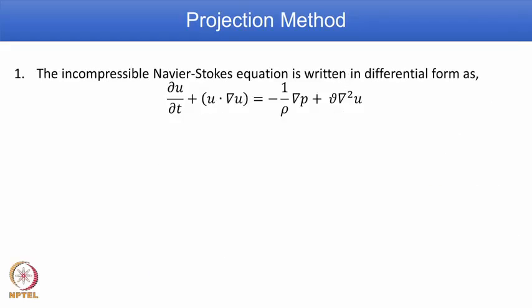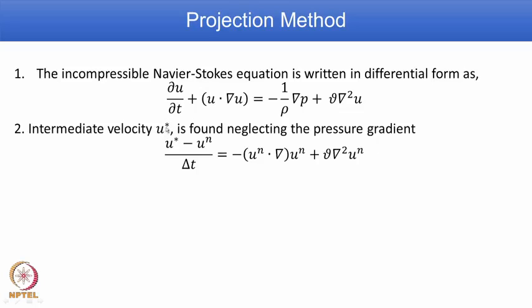We write down here the incompressible Navier-Stokes equation in differential form as shown here. So, ∂u/∂t plus u dot del u on the left hand side equal to minus 1 by rho del p plus nu del squared u. So, you obtain intermediate velocity field u star by neglecting the pressure gradient. So, you get (u star minus u n) by delta t corresponding to the time derivative term equal to the convection term, which is now taken to the other side. So, you have minus u n dot del u n plus the viscous diffusion term.